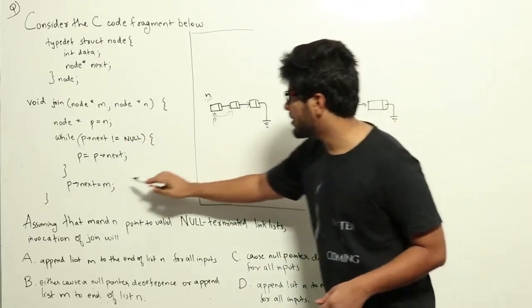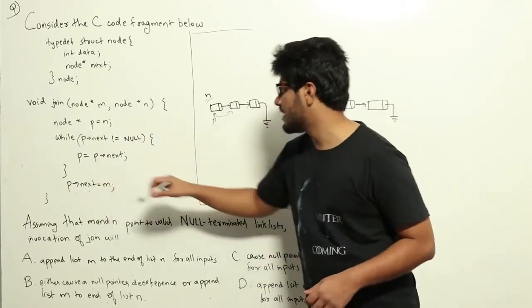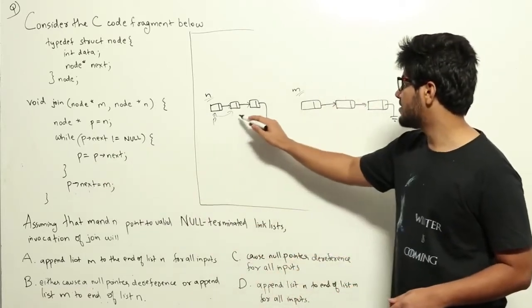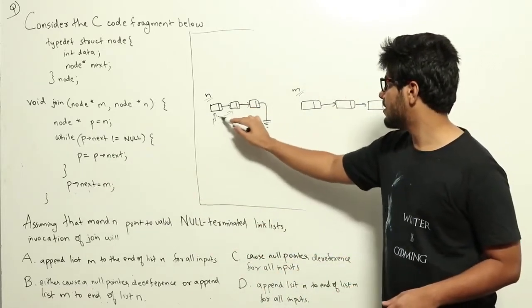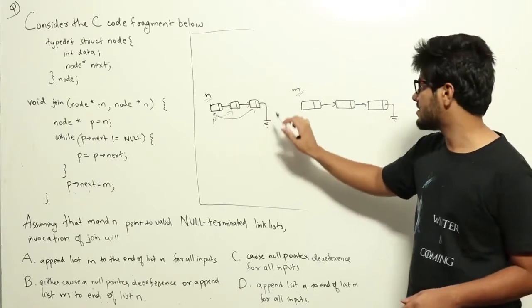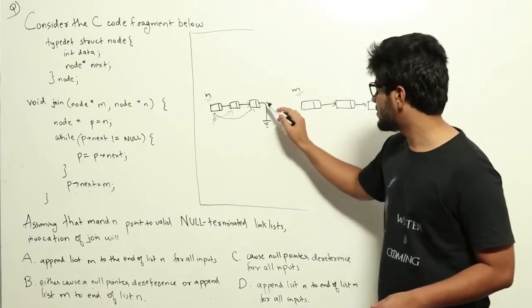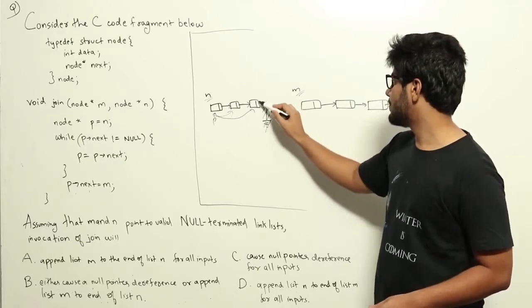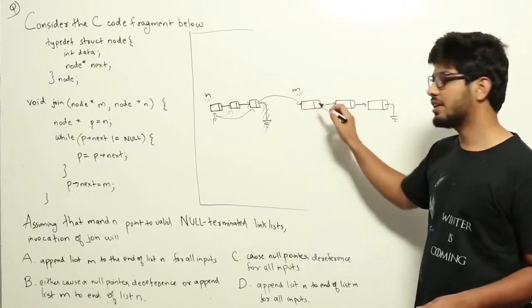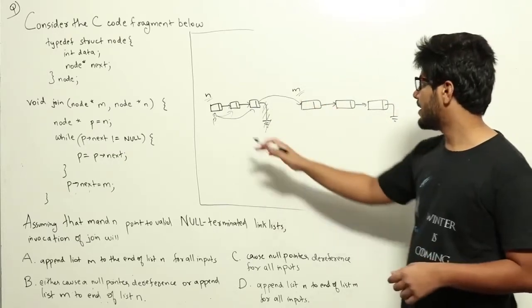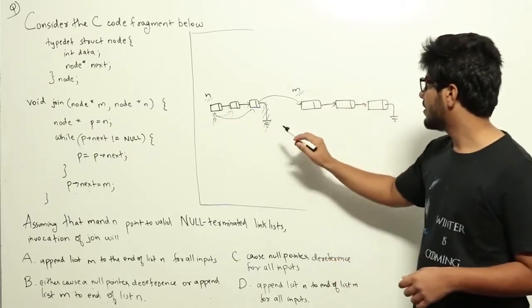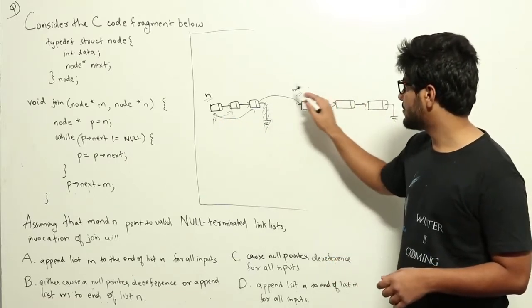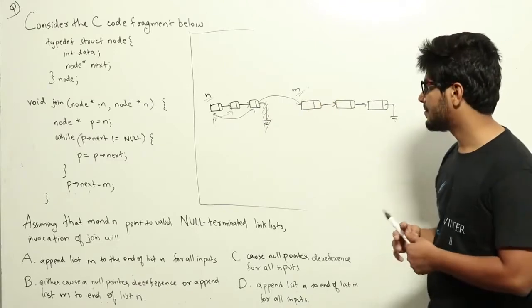At that point, what we'll do is we'll make p next equal to m. So we'll be traversing p like this, p will move to this, p will move to this. At this point, we'll see that the next is null. And what we'll do is we'll change p next from null to m. We'll be pointing it to the first node of m. So clearly, what we are doing here is appending list m to the end of list n.